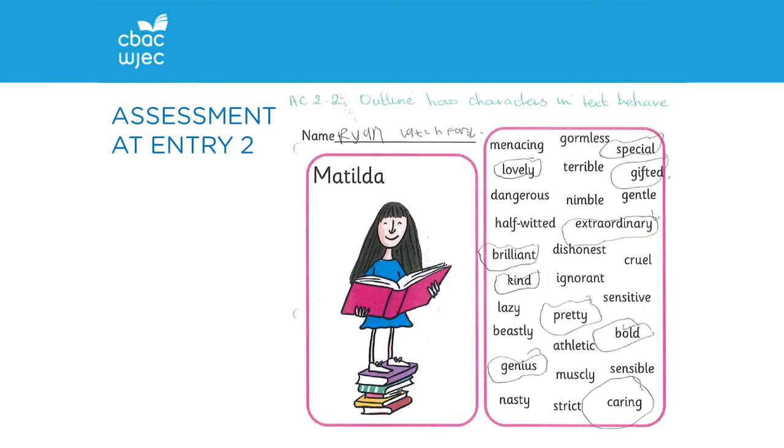Here you can see the kinds of classroom activities that could lead to generating appropriate evidence. In itself, this Entry 2 activity would not be sufficient to demonstrate the assessment criteria of outline how characters in text behave.